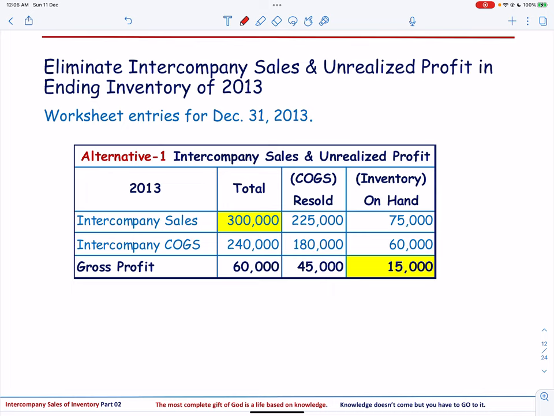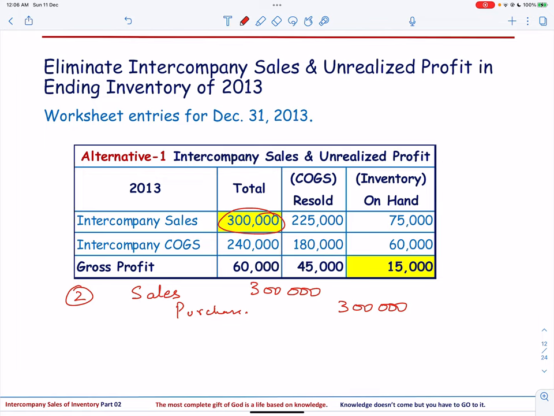That is easy. We are going to eliminate the intercompany sales. To eliminate this, sales will be debited by 300,000 and purchases will be credited by 300,000. So I would like to record this journal entry again in the consolidated financial statement.